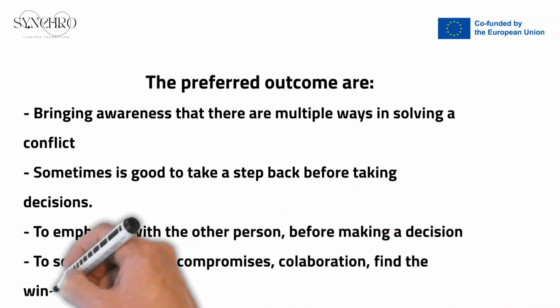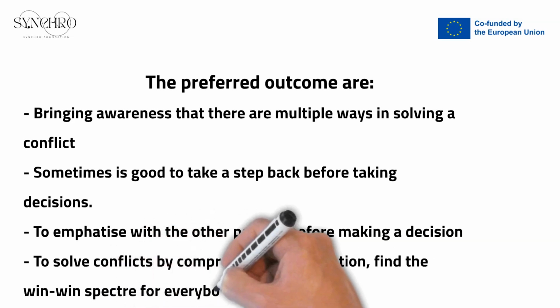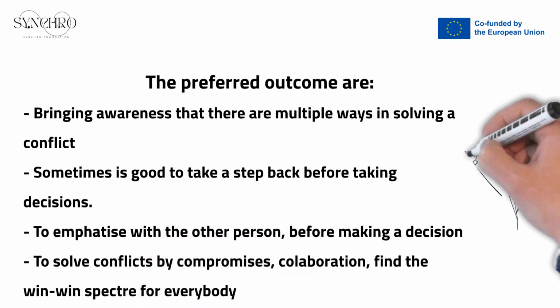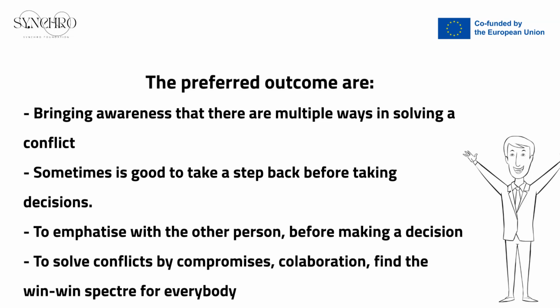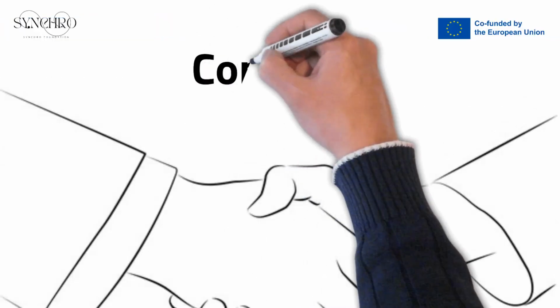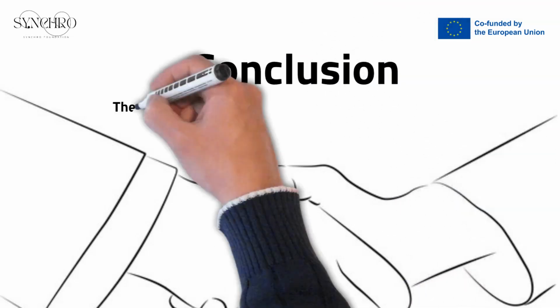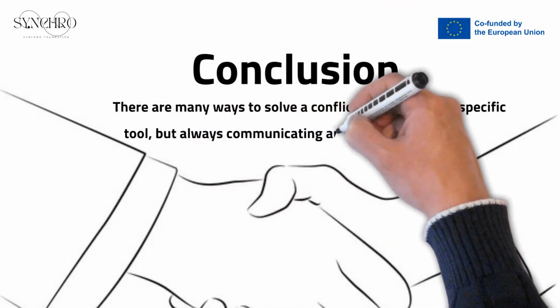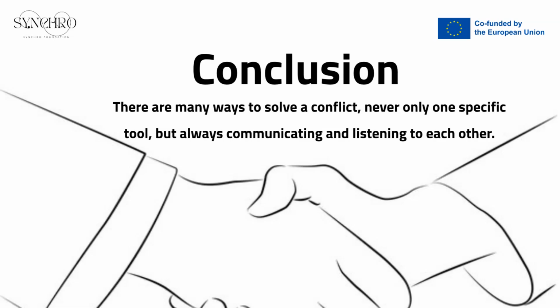To solve conflicts by compromises, collaboration, find a win-win spectrum for everybody. In this way, everybody continues being themselves and also winning. Conclusion: there are many ways to solve a conflict. Never only one specific tool, but always communicating and listening to each other.